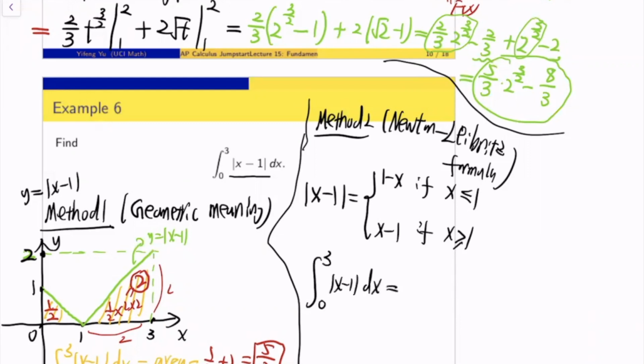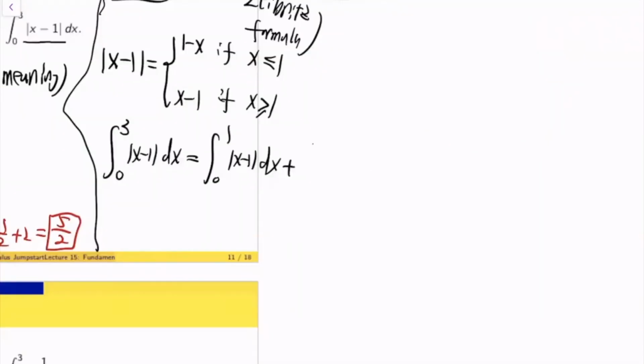So then when I do the integration, I can do it separately. I go from 0 to 1 of 1 minus x dx, right? And then we integrate the second part, where x is greater than 1, so from 1 to 3, and this is x minus 1 dx. Because we know the sign of x minus 1 in these two intervals, we can get rid of the absolute value sign.